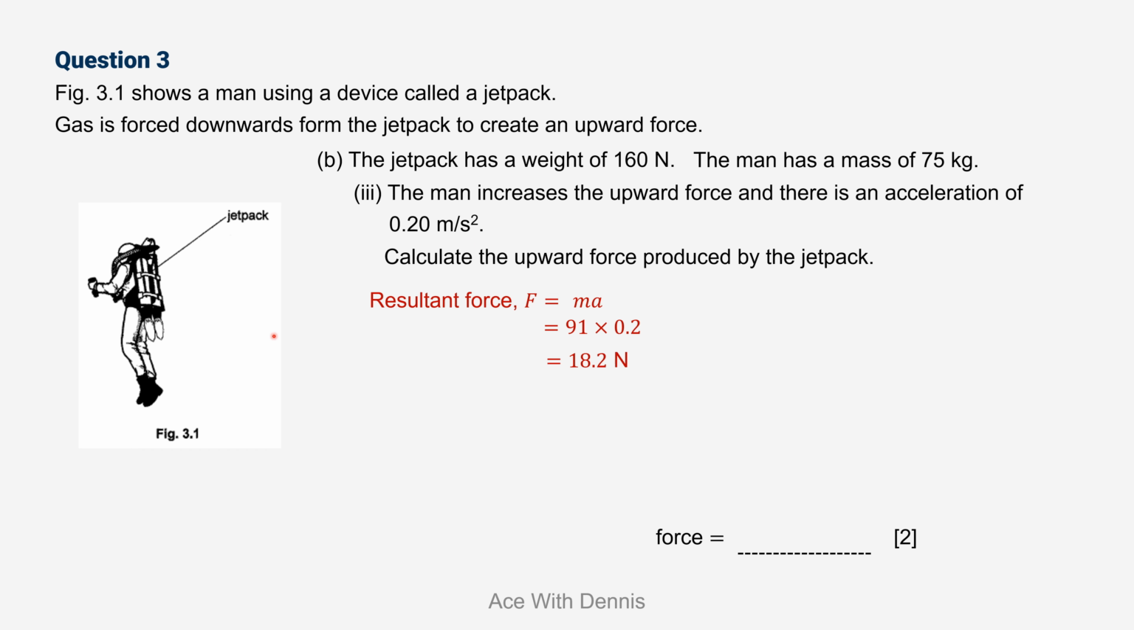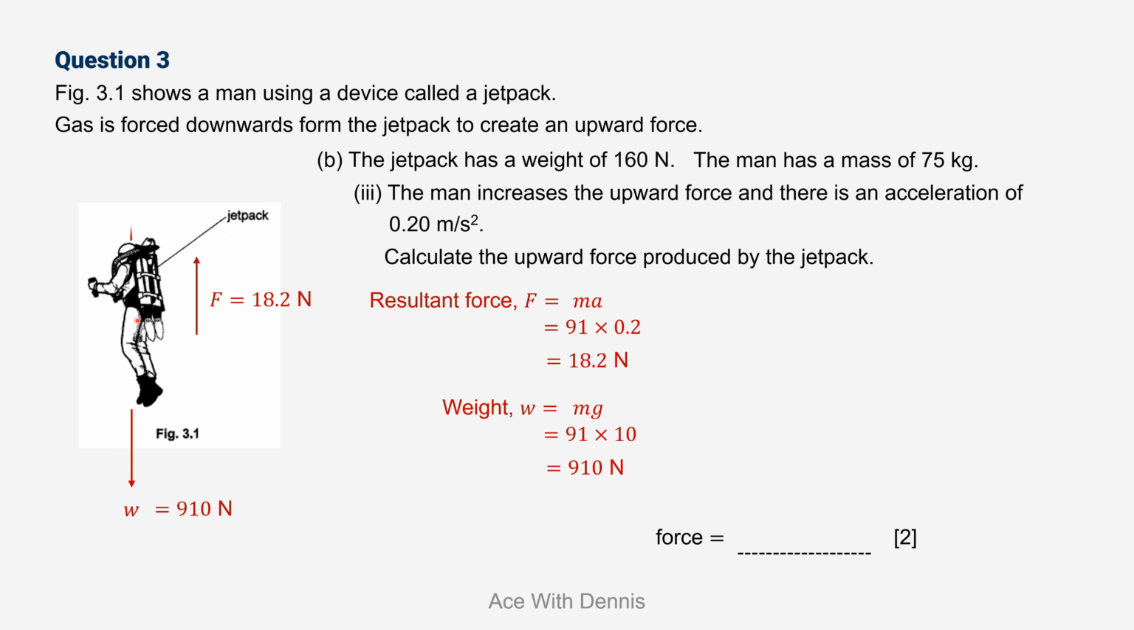Now we can update this free body diagram. The resultant force is 18.2 newtons. The weight is mg, where m is 91, the total mass, multiplied with g, which is 10, and we get 910 newtons. So update here, 910 newtons.